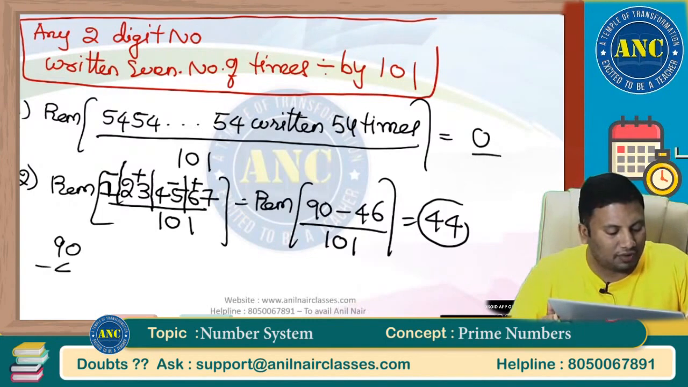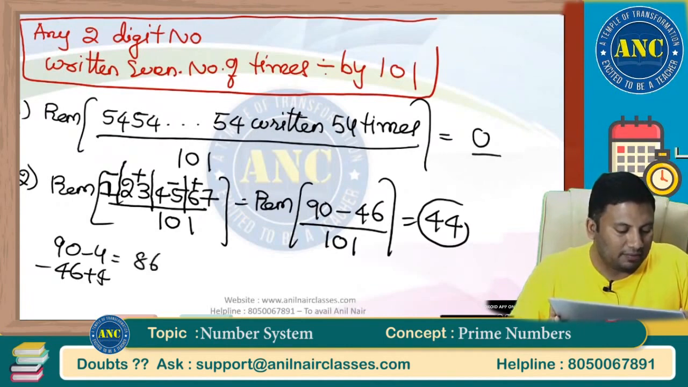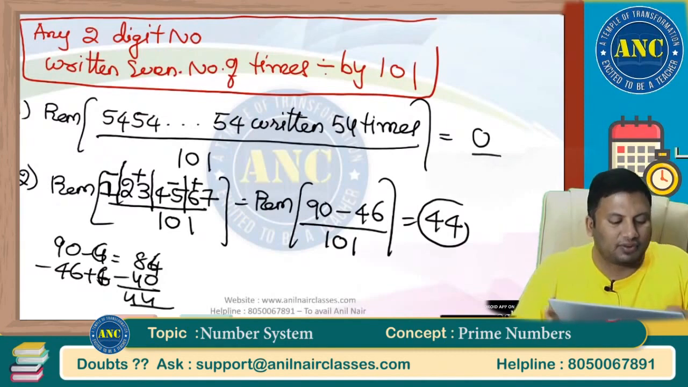90 minus 46. The best way to do subtraction is plus 4 minus 4, or plus 6 minus 6. 84 minus 40, which is 44.